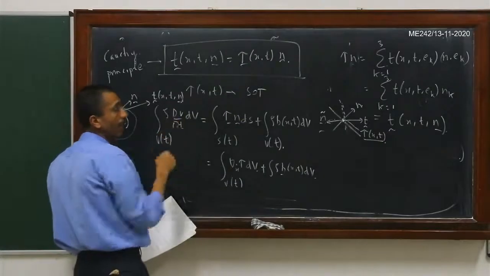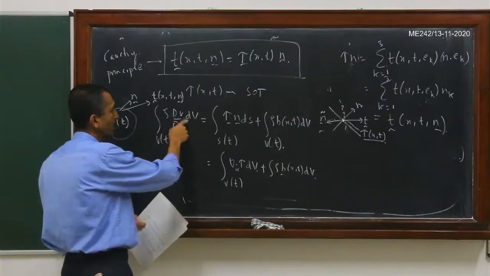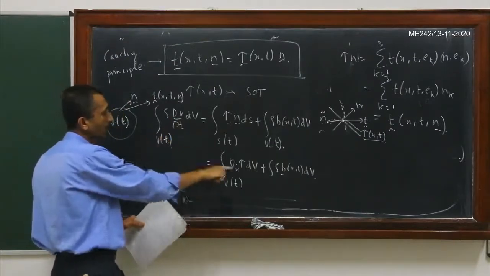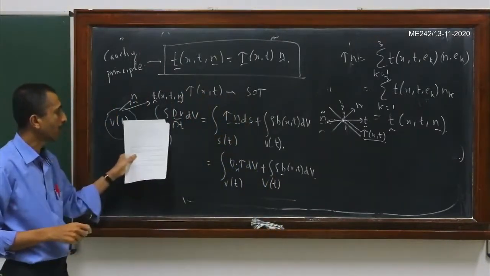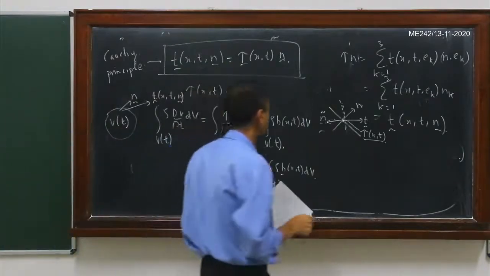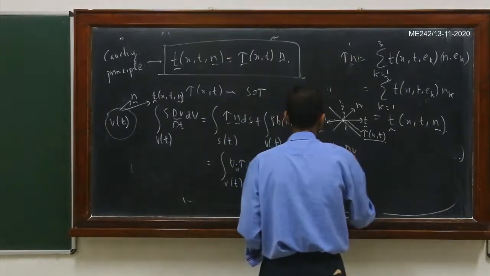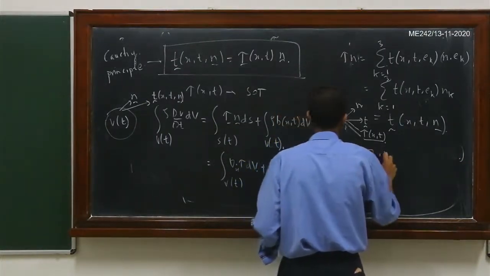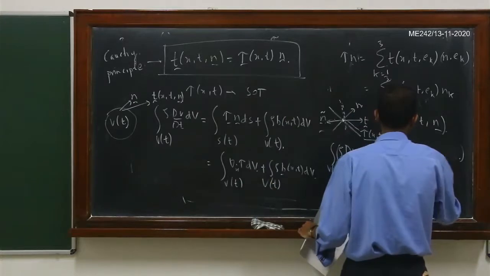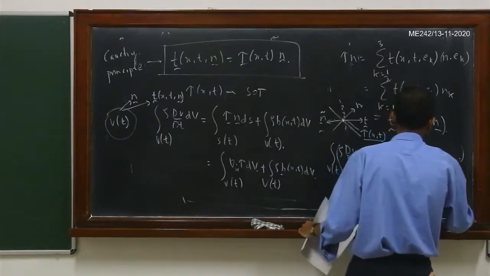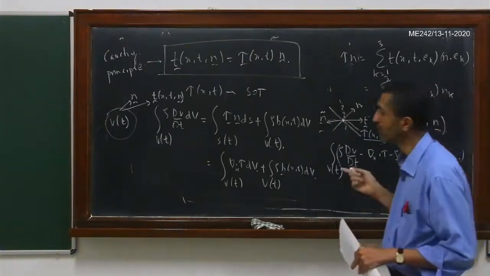Just like in the proof of Cauchy's theorem, I had applied the second transport theorem in the same way. Now all of these integrals are volume integrals over the material volume, so I can club them all together. Let me write that here. I'll get the integral over v of t of rho times dv by dt minus del dot tau minus rho b dv is equal to 0 for all v of t. Now you can see that this statement is valid no matter what material volume I use.